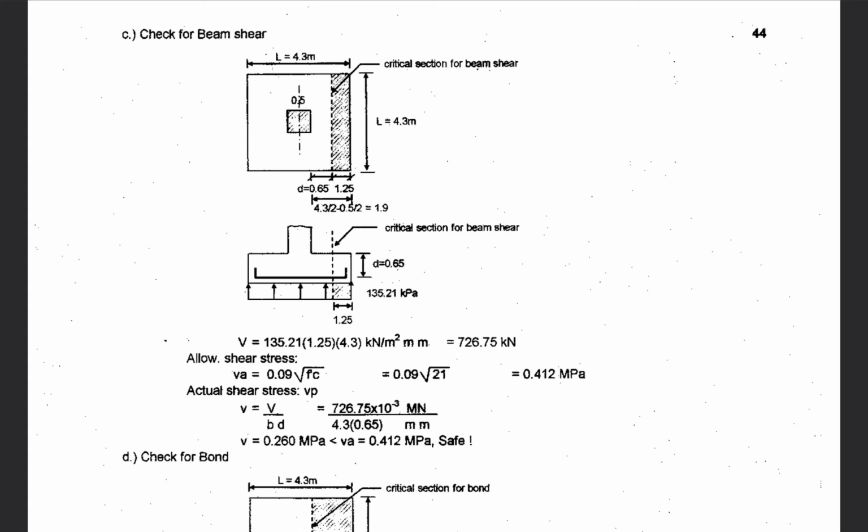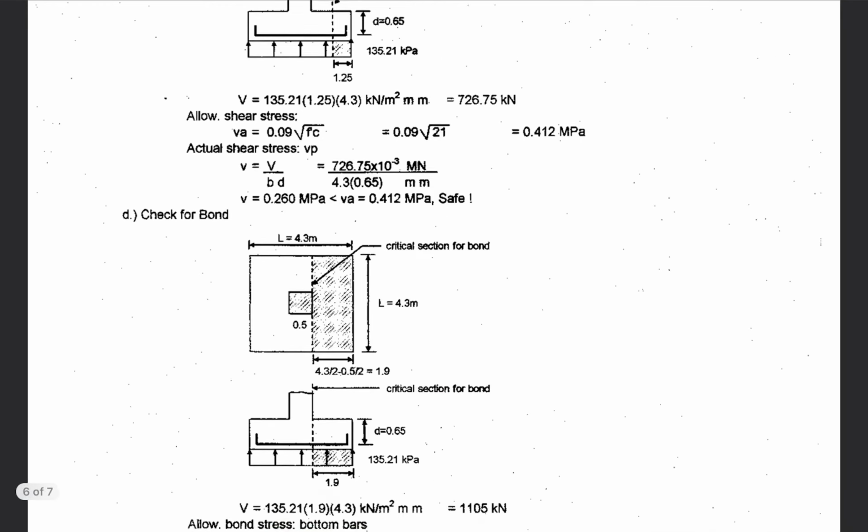And then for the actual shear stress, Vu, the formula is equal to V over bd. Okay, b is the length or the base of your foundation or footing, which is 4.3, and then d is the depth of your footing, which is 0.65. So therefore, you have your actual shear stress equivalent to 0.26 megapascal, and that is less than the allowable, so therefore safe. If the actual is less than the allowable, it should always be safe.